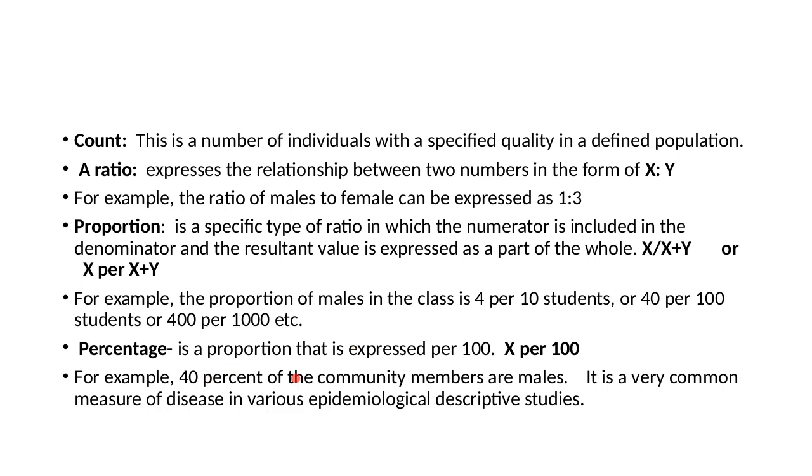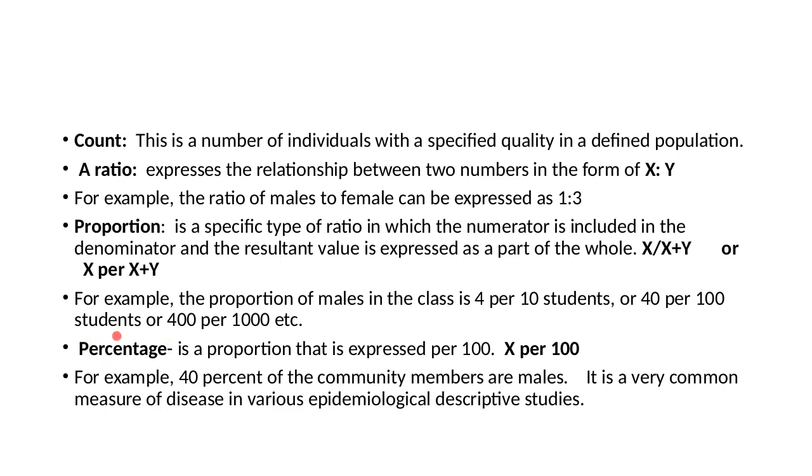Another example is 40% of community members are male. It is a very common measure of disease in various epidemiological descriptive studies. We normally use this proportion because in the majority of epidemiological studies, we want to see what percentage of a specified quality forms a part of the whole population.